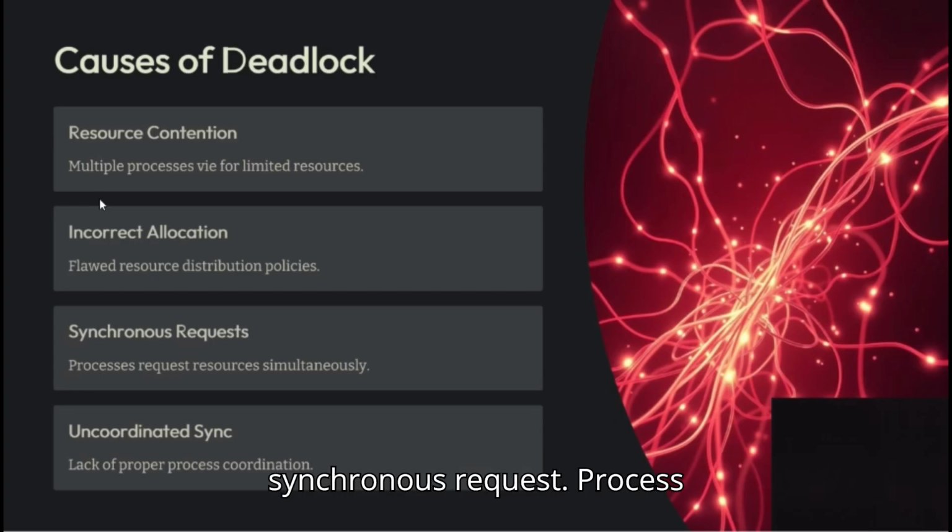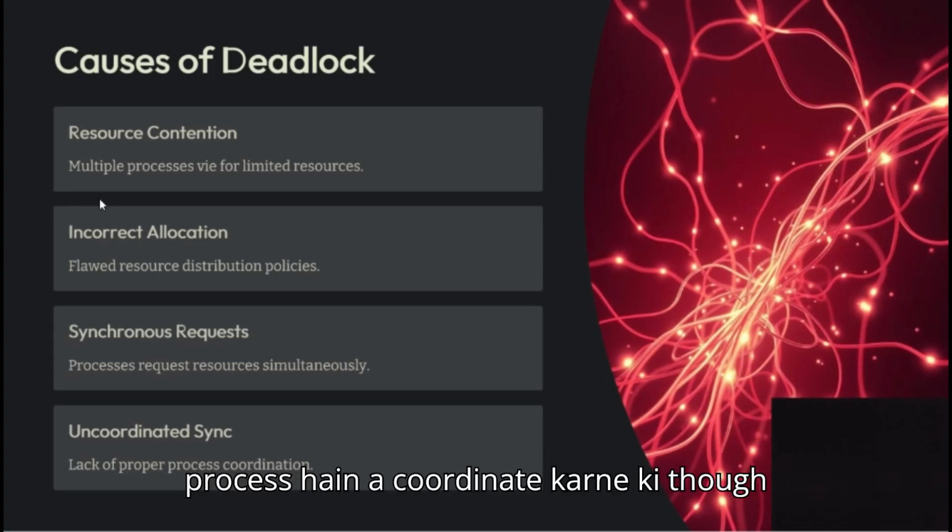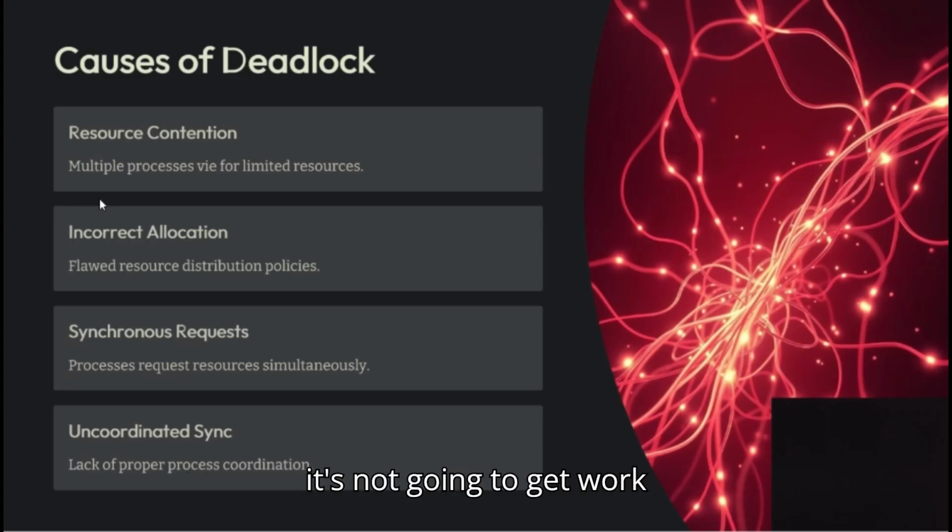Third is synchronous requests. Processes request resources simultaneously. When all the processes concurrently keep sending requests at the same time, deadlock might occur. The next is uncoordinated sync, which is basically the same as incorrect allocation. Allocation became different, so what happened? Sync is not happening. There is no proper process to coordinate, so it's not going to work, right?